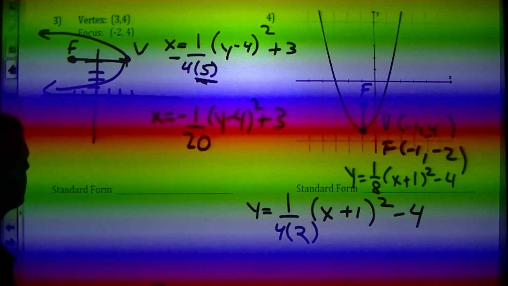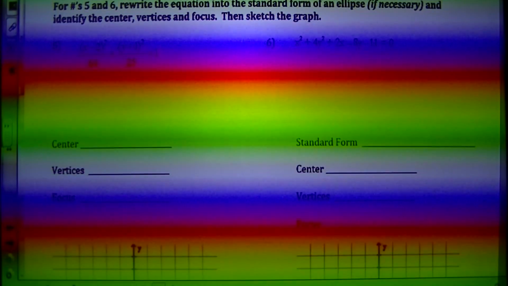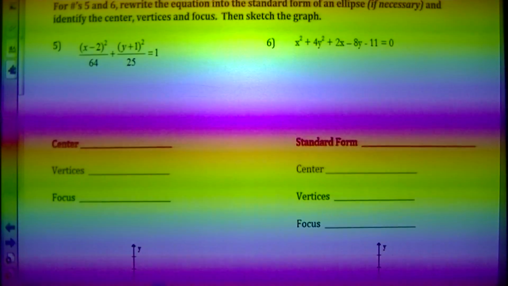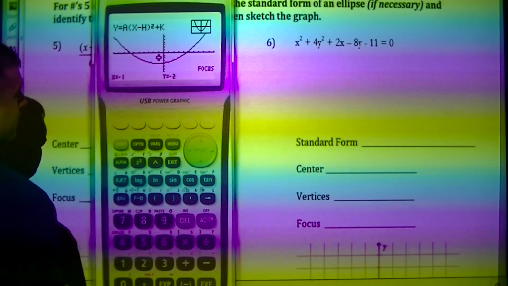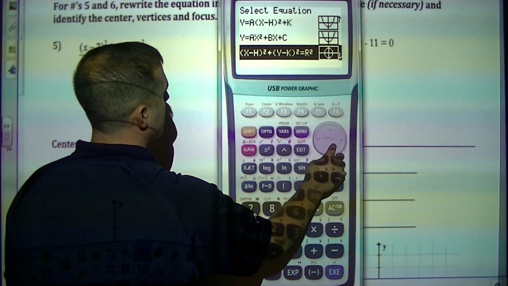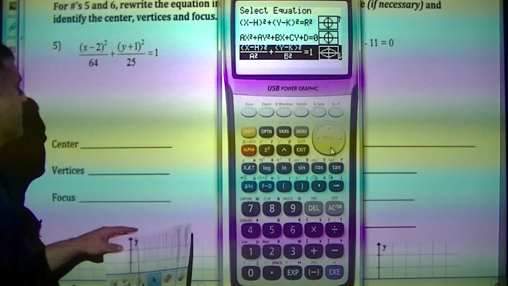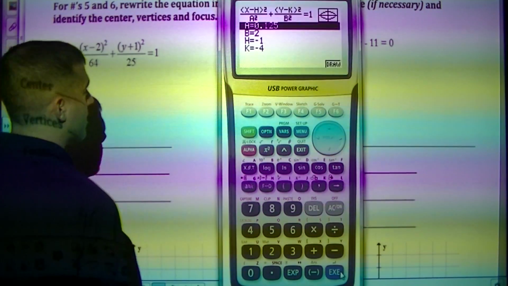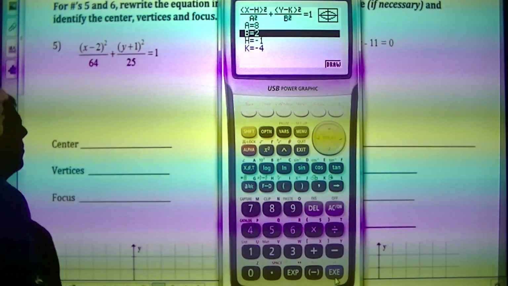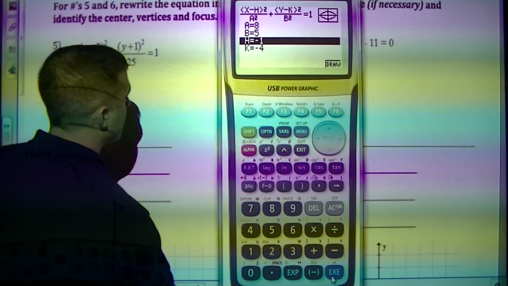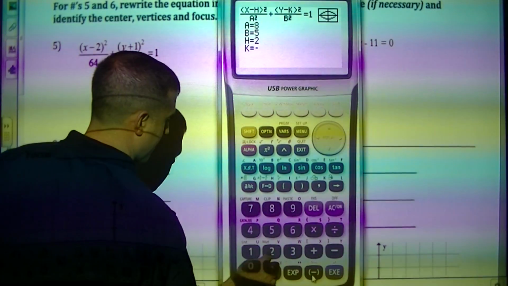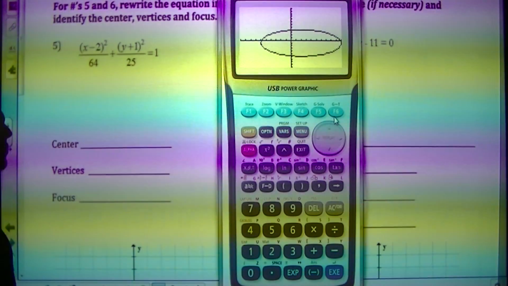All right, that's parabolas. Let's go on to conics. Let's go on to ellipses. For these, you can go right to the calculator. Exit, exit. I'm going to find the ellipse, which is going to be this one. So what I'm going to have here is 8 because that's the square root of 64. I'm going to have 5. Opposite because it's parentheses is 2. Opposite is negative 1. Draw. Here's what it looks like.